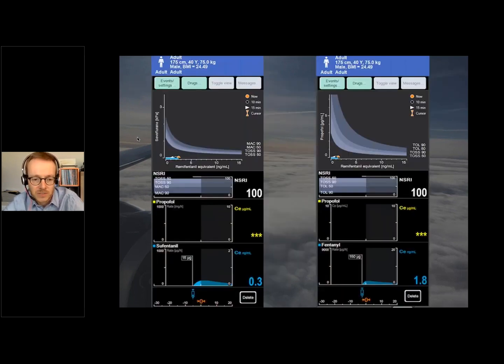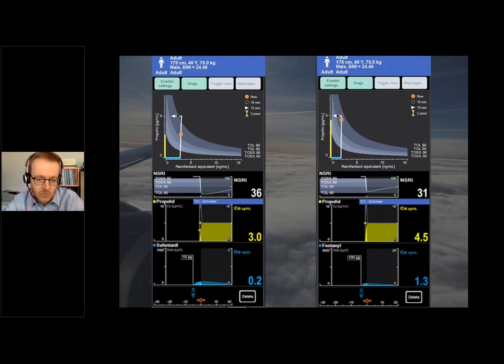So first, the opioids. This is a representation of what happens when you give a standard patient a bolus dose of 15 micrograms of sufentanil or 150 micrograms of fentanyl. You see that a bolus dose of that amount of opioids has only a short-lived effect. In a little over 20 minutes, the effect site concentrations will be almost 0 again.